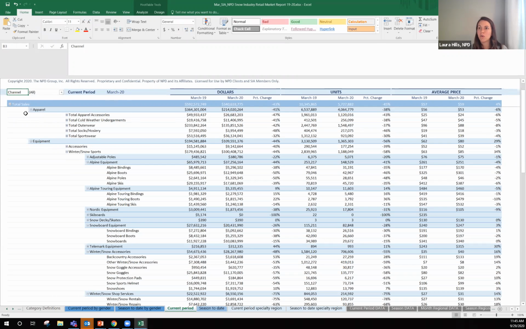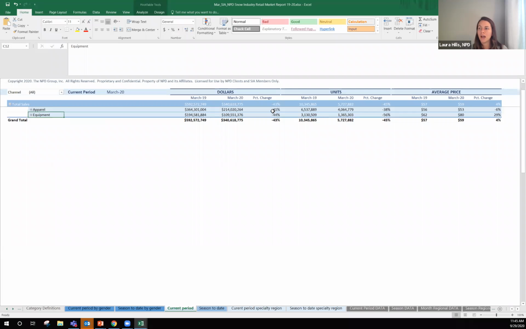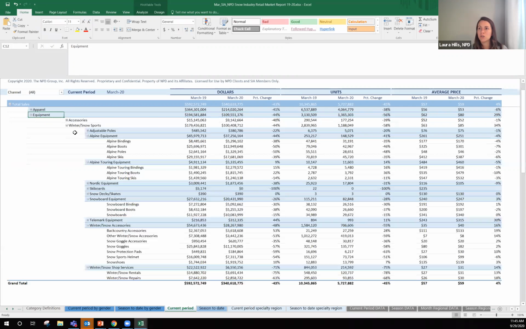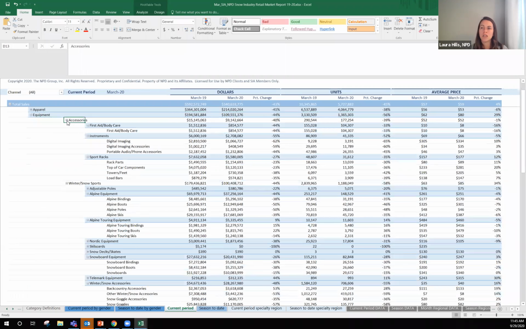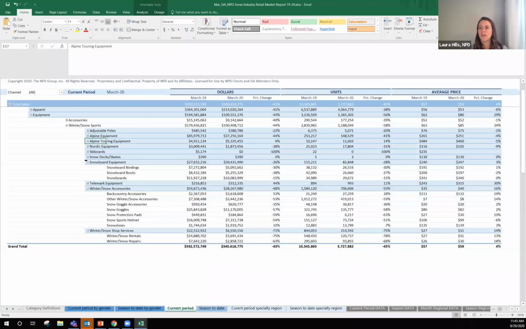If I look across the board, total sales across all of apparel and equipment, we're down 43%. We know that huge impacts to store closures took place in the month of March. And then if I want to get even deeper into my specific equipment categories, I go to equipment. Accessories is going to be sports racks and instruments. Your hard goods are going to be within the winter sports section right here. You see the major alpine equipment, alpine touring, and then here's what you came for today, the snowboard equipment.